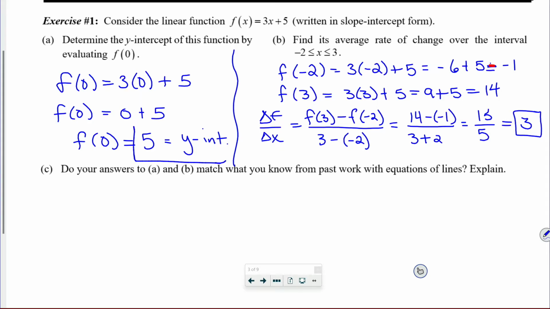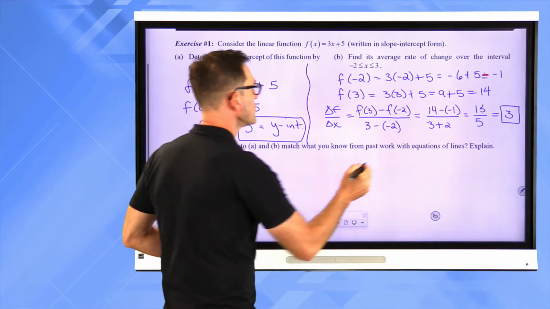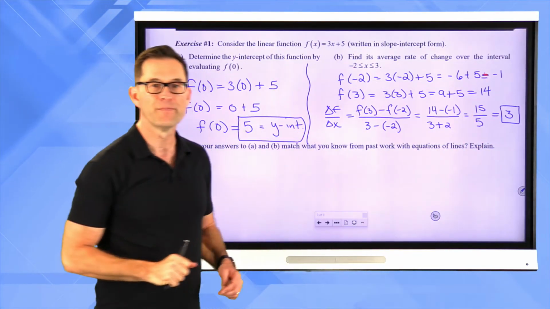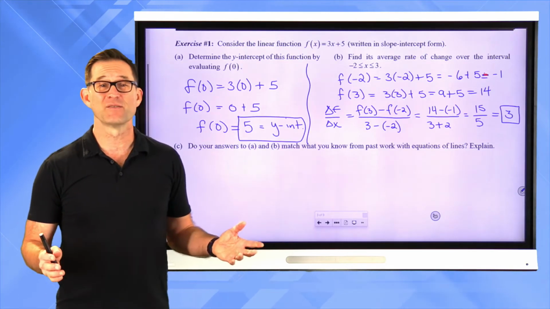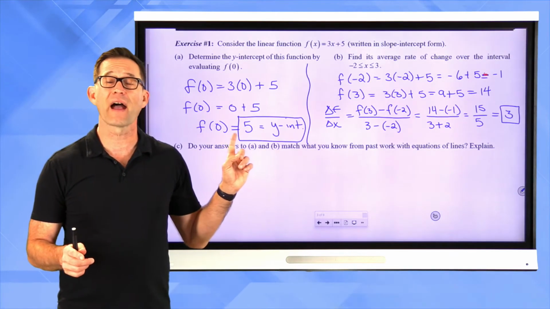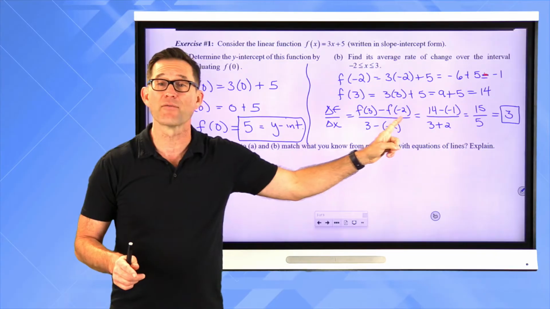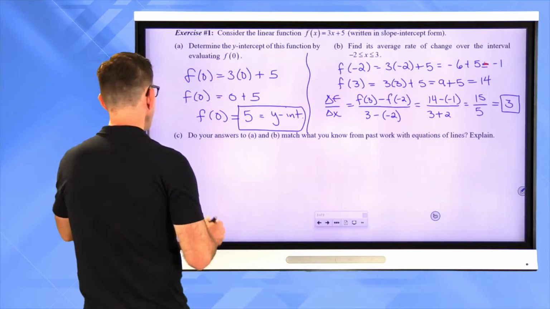So my y-intercept is 5, and my average rate of change is 3. Now let's take a look at letter C. Do your answers to A and B match what you know from past work with equations of lines? Explain. Well, yes. The reason that we went through this is to verify that the y-intercept is in fact 5, that's the plus b. And the slope, which is the average rate of change, is 3, which is the coefficient of x. So the answer is yes.